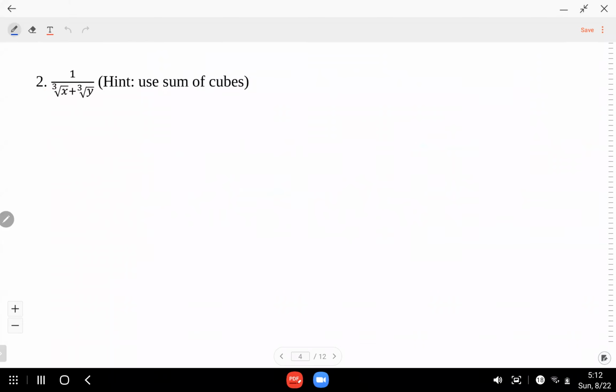All right. So, number 2. This is our second warm-up question. Yes, it looks very intimidating, but please, I give you a hint. Use sum of cubes. So anyone. All right, I'll give you a few moments to try this.